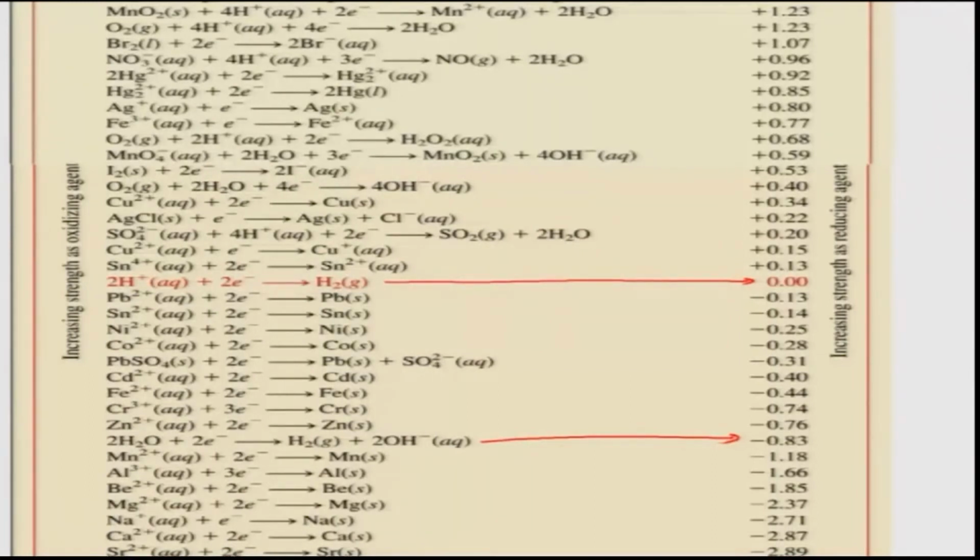So, this is pH greater than or equal to 7, this happens at pH less than 7. Now, this is a very strong reduction-oxidation reaction when we compare with this. Similarly, we have this which is minus 0.44, zinc is minus 0.76, even aluminum is minus 1.66. And magnesium, if we see, the magnesium is this.